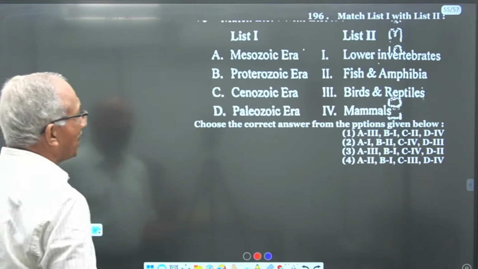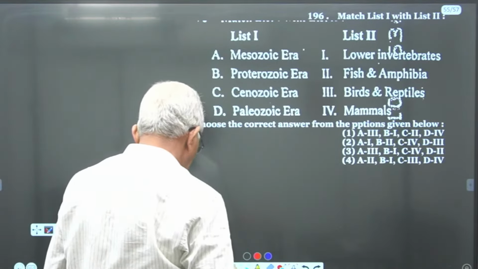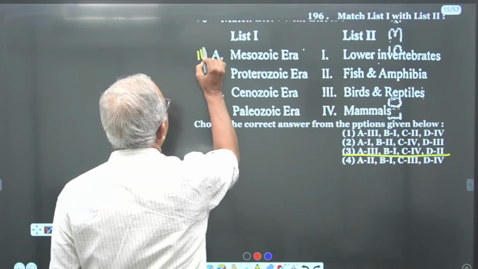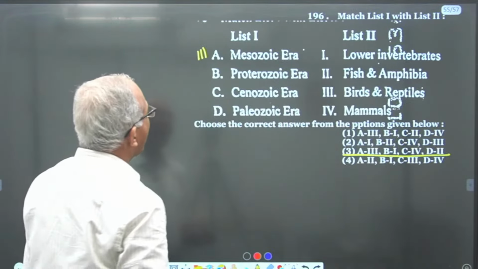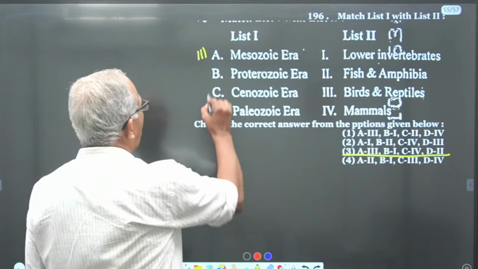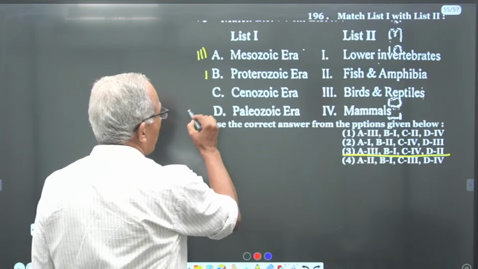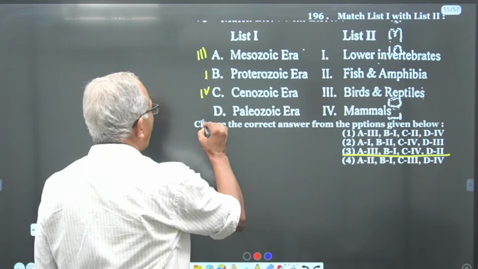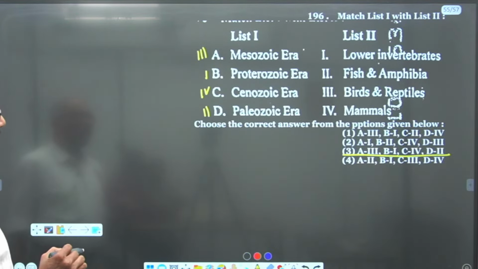Then 196. Answer is 3. Mesozoic era is birds and reptiles. Then Proterozoic, it is B1. Cenozoic, the recent one, mammals. And Paleozoic is fishes and amphibians. A3, B1, C4, D2.